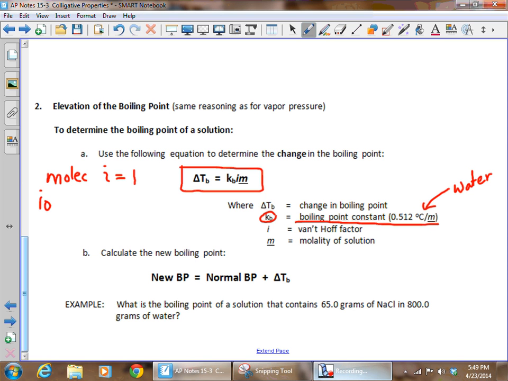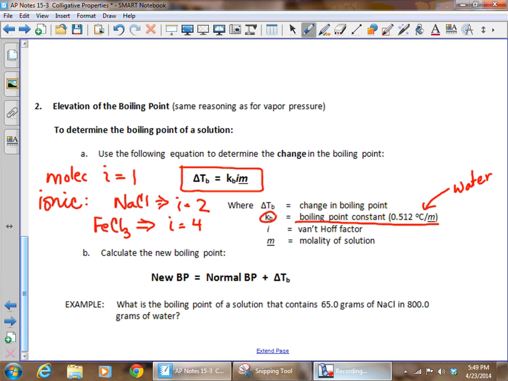If it's ionic, we have to calculate it by determining how many particles, how many ions will be produced whenever we dissolve it in water. So for ionic, let's say we're dealing with NaCl. Well, if we dissolve NaCl in water, we're going to get 2 ions. The Van 't Hoff factor is going to equal 2. If we're dealing with FeCl3, dissolves completely in water, then our Van 't Hoff factor is going to be 4 because there's 1 iron ion and 3 chloride ions.